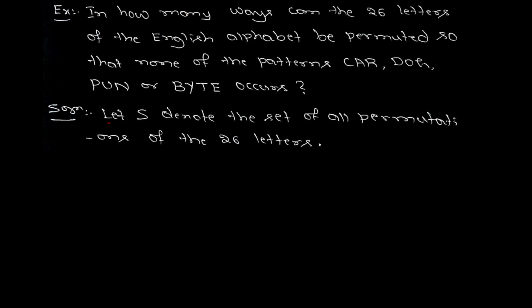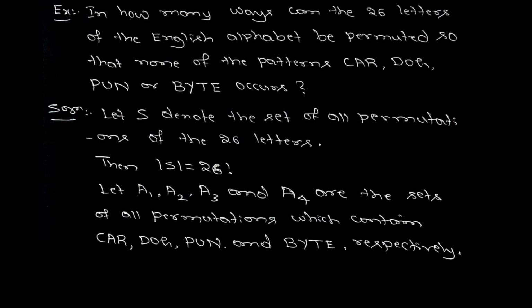Now let S denote the set of all permutations of the 26 letters. Therefore, the number of all permutations of 26 letters is given by 26 factorial. This is the cardinality of the universal set, without any conditions. In how many ways can we arrange 26 letters? There are 26 factorial ways.